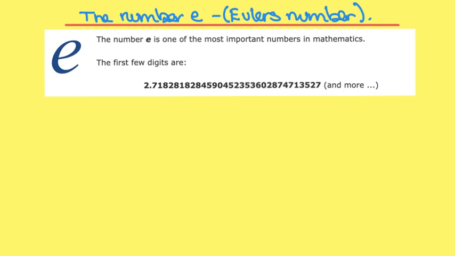In this video, we're going to look at the number e, Euler's number. The number e is one of the most important numbers in mathematics. The first few digits are 2.718281828459045235360287 and more and more and more. Just like pi, it is an irrational number.